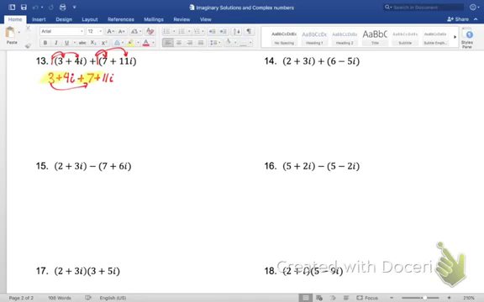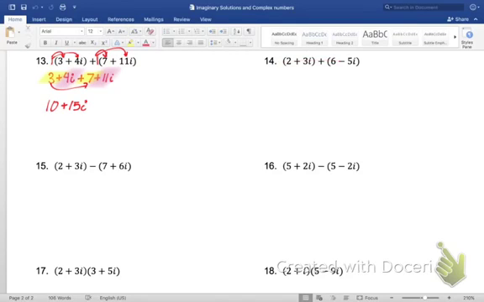So 7 plus 3 is 7, 8, 9, 10. And then we are going to get the imaginary numbers, which is 4 plus 11, is plus 15i. It is basically that simple. It is super simple. So I want you to do problems 14, 15, and 16. I'm going to go over them on 5, 4, 3, 2, and 1.